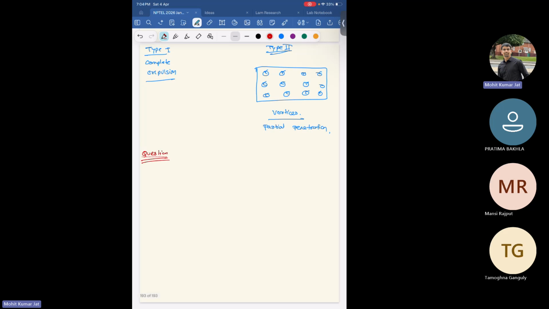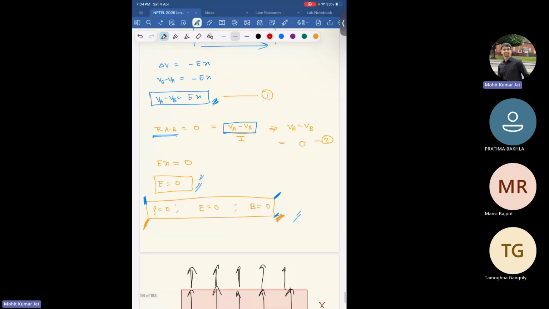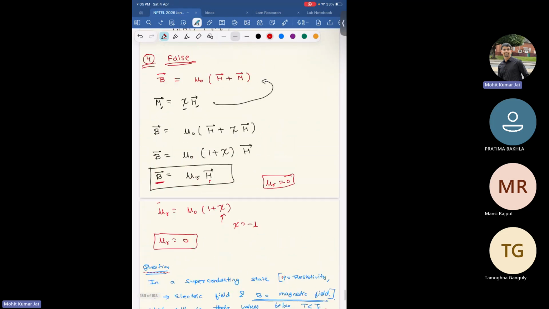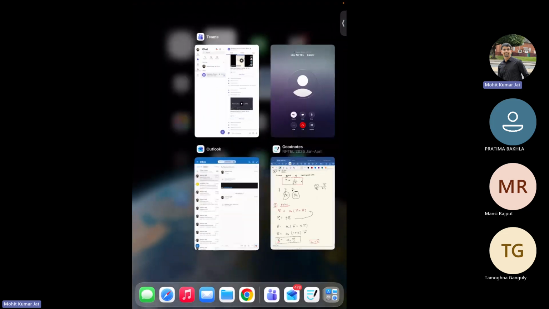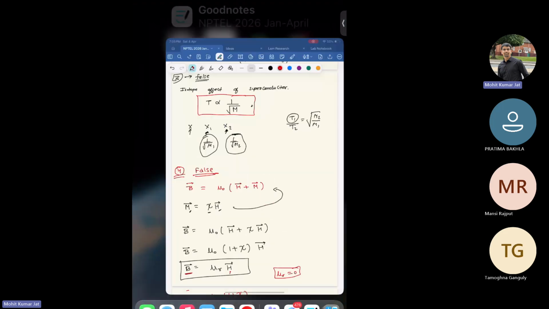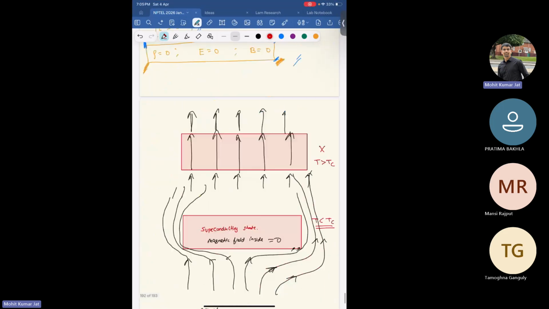If this is clear, then okay, let's move on to the next question, which is of course based on the isotope effect. Let's take one question from the isotope effect so that you know how to approach this kind of problem.